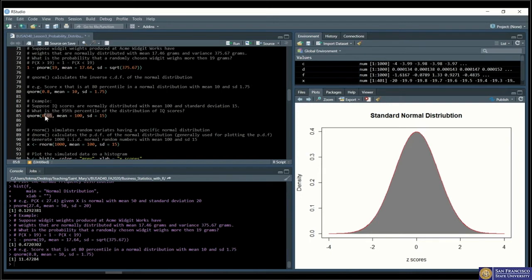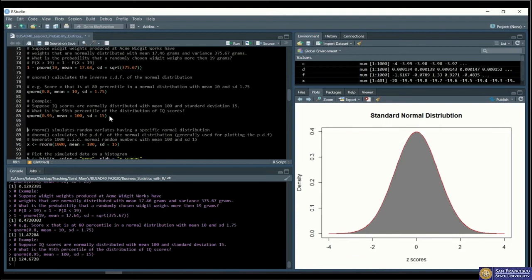You put the percentile number, 0.95. You define the mean of the distribution, which is 100, and the standard deviation of the distribution, which is 15. You run it, and it will return. If you have an IQ score of 124.67, you are at the 95th percentile in this sample, or you are in the top 5% highest IQ in this sample.